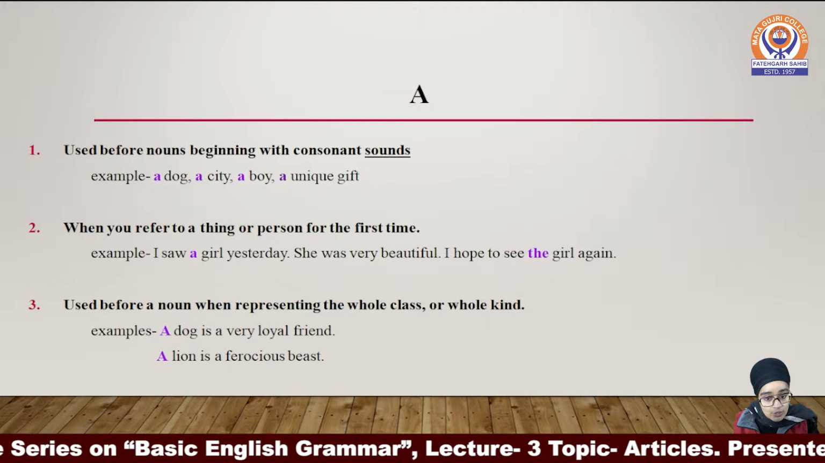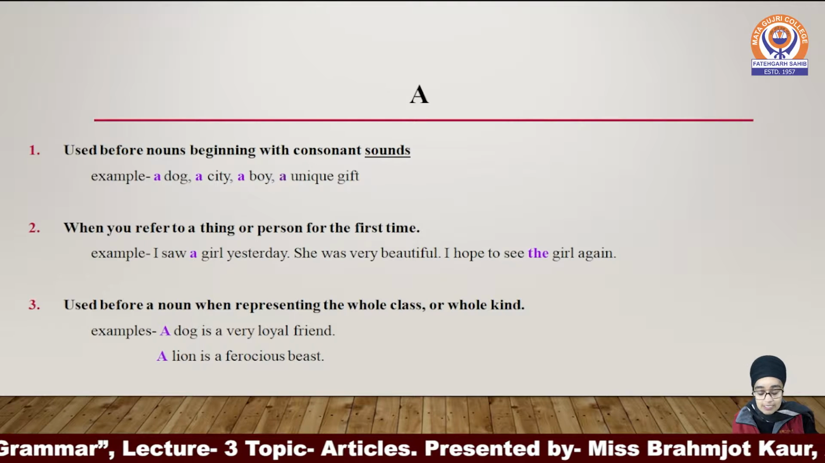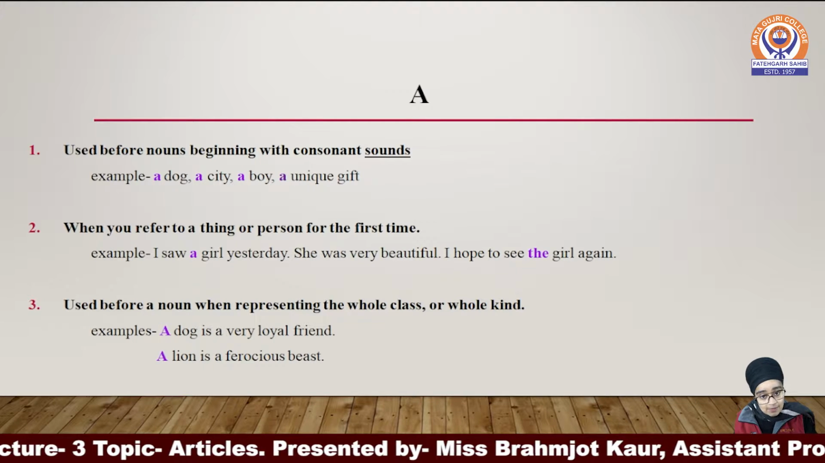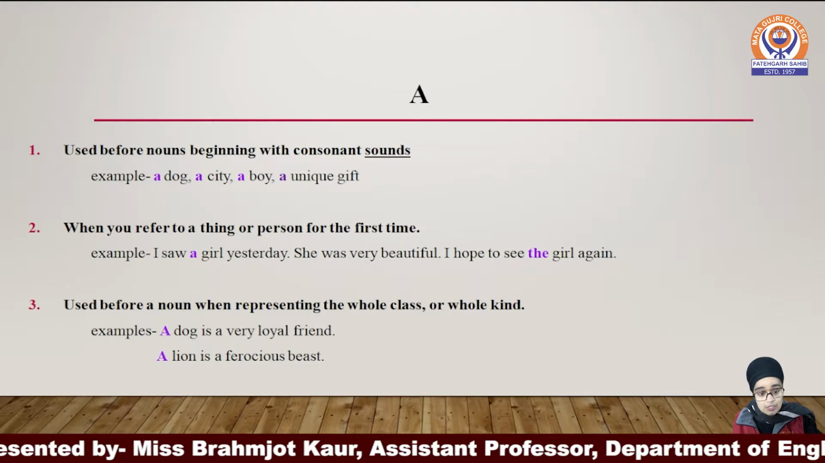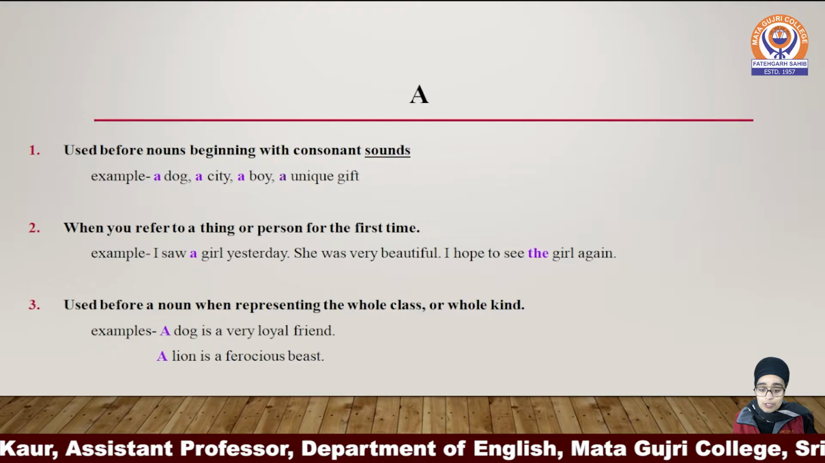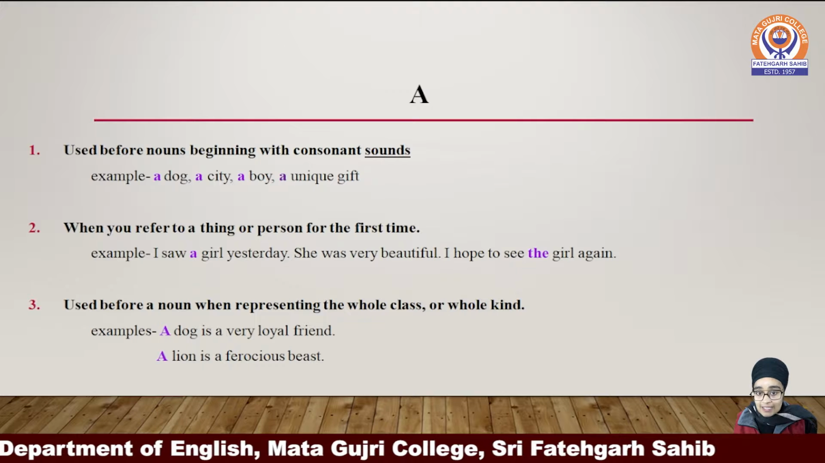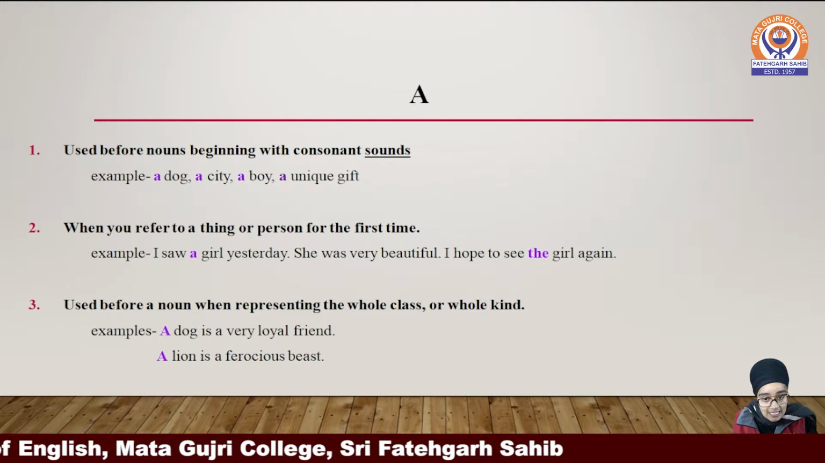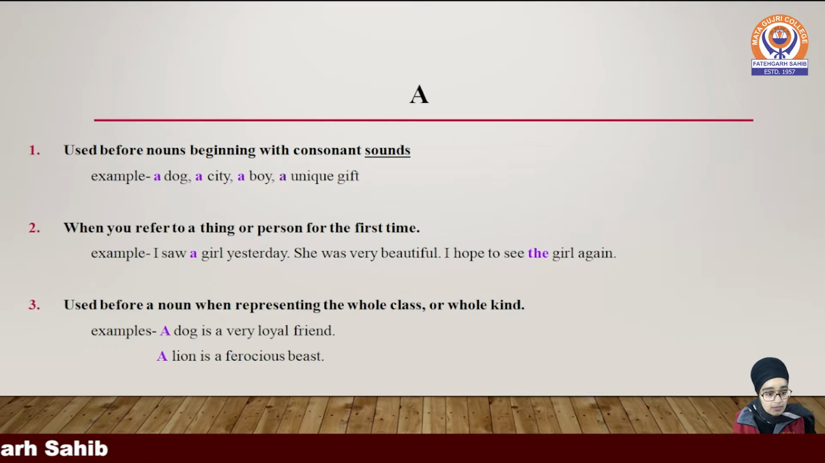So, now let's come to the usage of a. First, a is used before nouns beginning with consonant sounds. Here it is important that sometimes you can even use them before vowels but not before vowel sounds. So, a is used before nouns beginning with consonant sounds, not the alphabet but the sound. Example: a dog, a city, a boy, a unique gift. So you see unique. The sound is yuh, Y here, although the alphabet that you spell it with begins with U. So a unique gift, you will use the article a.